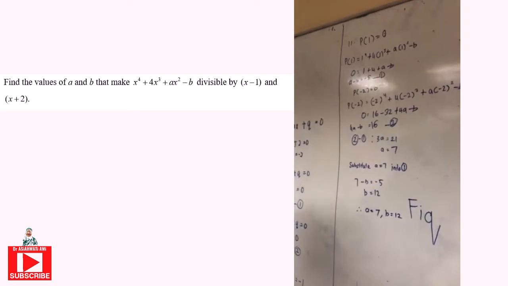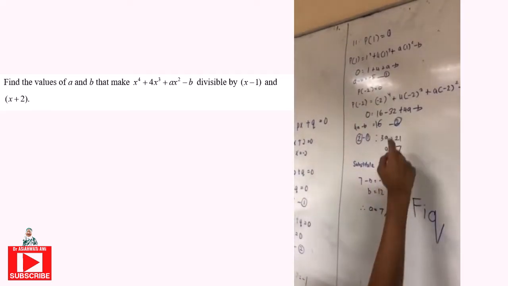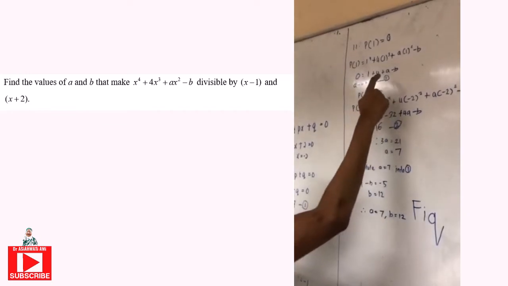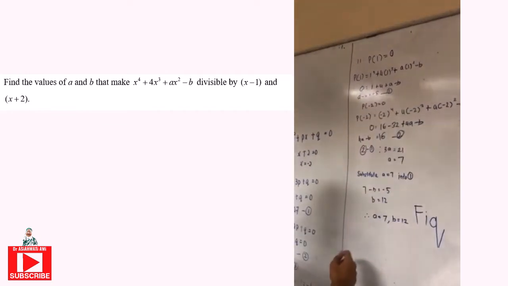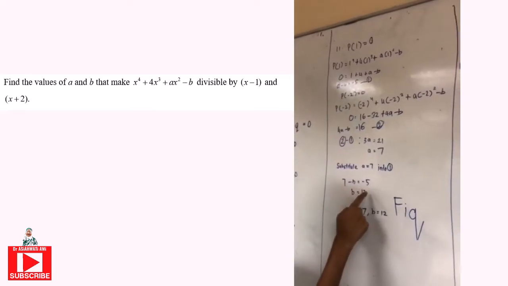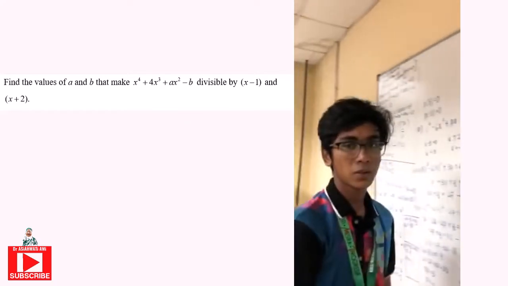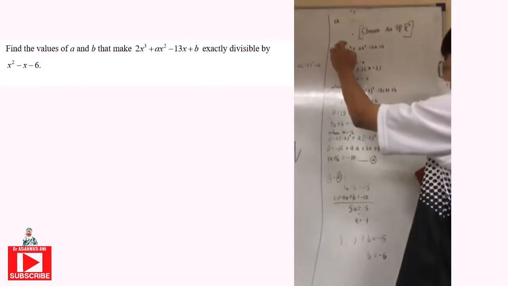So kita dapat a sama dengan 7 kan, kita boleh substitute antara dua equation ni untuk cari b. Tapi kita substitute a lah, yang equation punya satu tu kan, sebab dia lagi senang lah. Lepas tu kita dapat 7 minus b equals to negative 5. B sama dengan 12. Itu lah jawapannya. Question short.